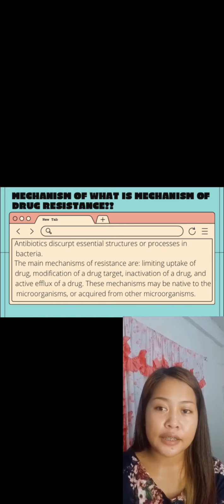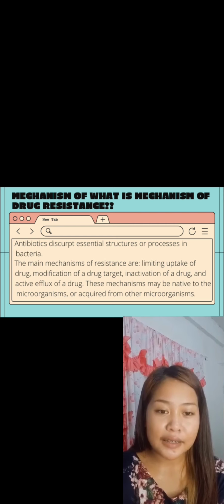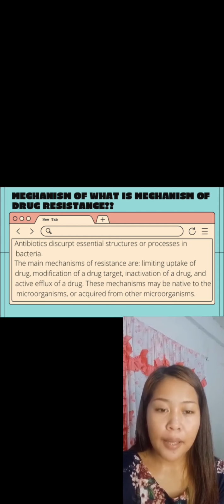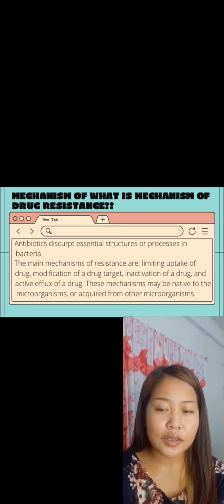Examples of bacteria that are resistant to antibiotics include methicillin-resistant Staphylococcus aureus, penicillin-resistant Enterococcus, and multidrug-resistant Mycobacterium tuberculosis, which is resistant to the tuberculosis drugs isoniazid and rifampicin.